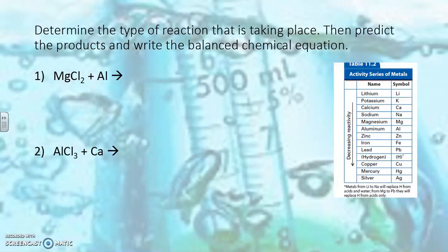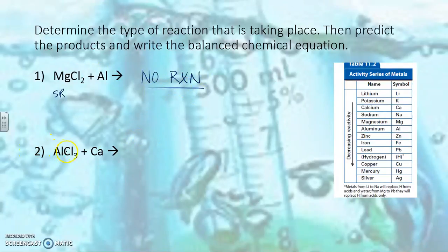Let's go through them. Okay, so magnesium chloride plus aluminum. This is going to be a single replacement reaction. Aluminum and magnesium are both metals, so we come over here and we look. Magnesium is higher on the list than aluminum, which means that aluminum cannot replace magnesium, so this would be no reaction. Oh, that was easy, right?